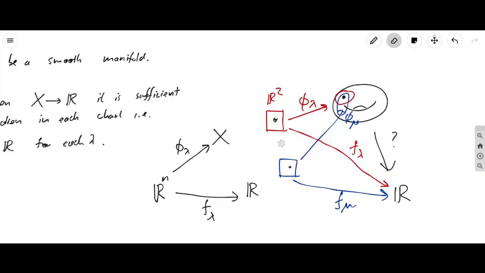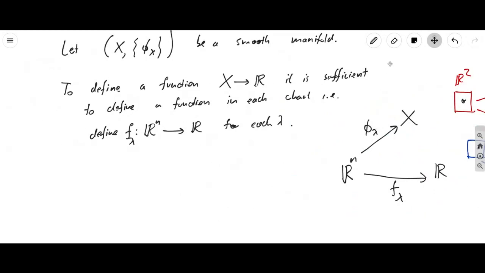We want to make sure that if the images of the charts overlap, then these two functions, the way the function is being defined on the lambda chart and on the mu chart, are consistent with one another. So to define a function from x to R, it is sufficient to define a function in each chart. So for every chart, we have a function f lambda. But we want this collection of functions to be consistent. You can also say coherent.